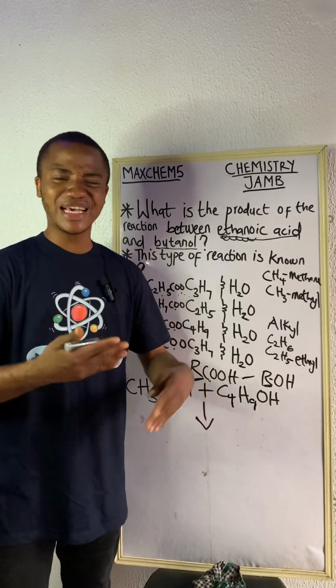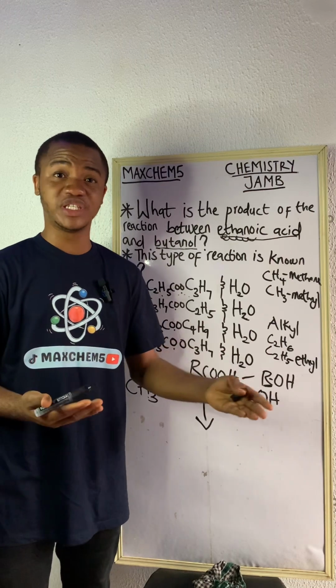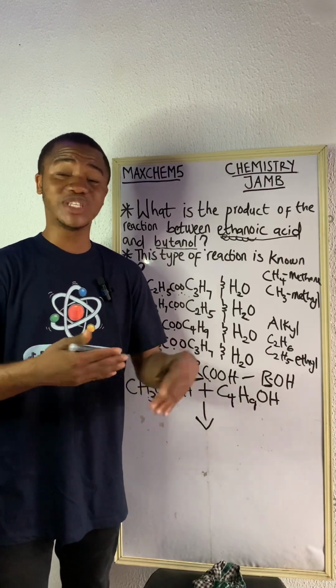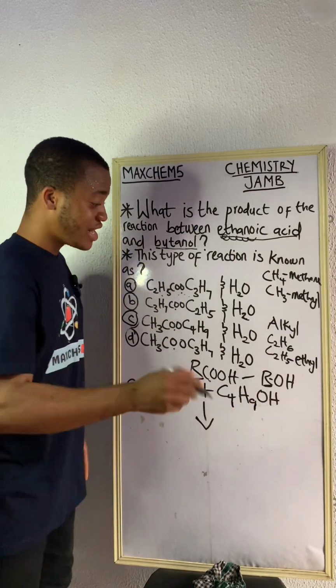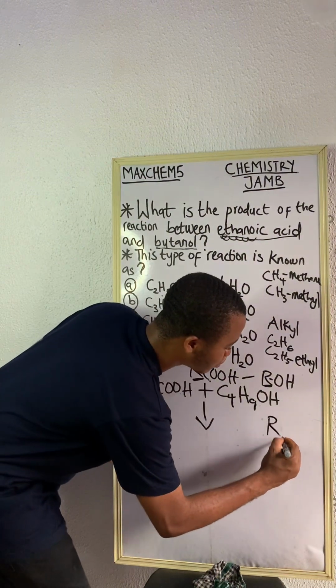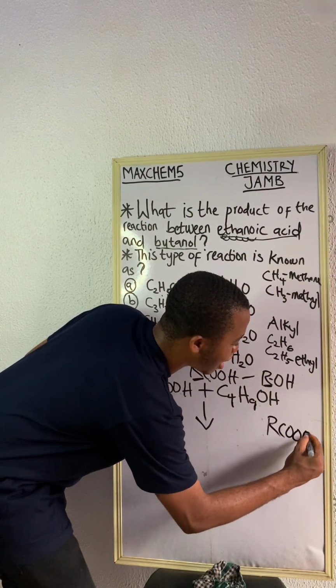What is an ester? An ester is just like a normal homologous series, but they are sweet smelling liquids. And they have a general formula of RCOOR prime.